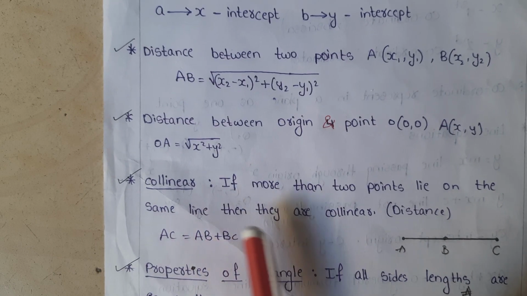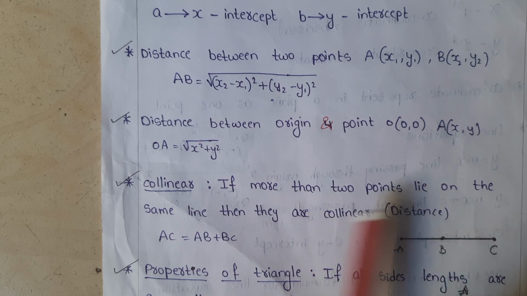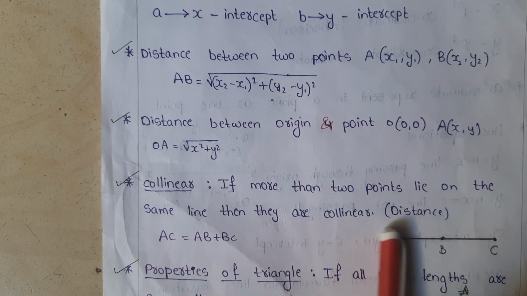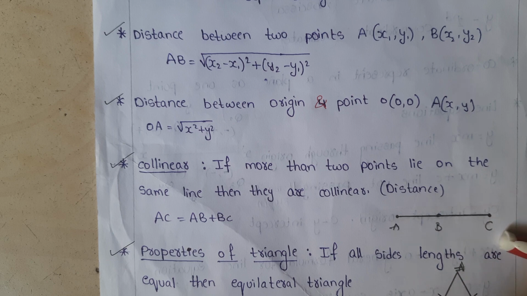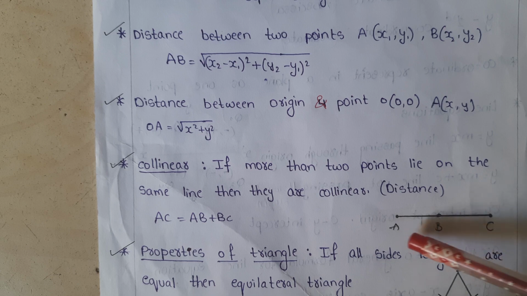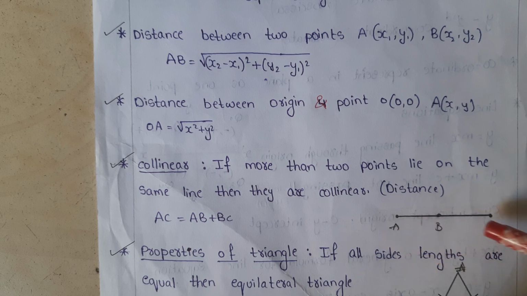Collinearity, or collinear. If more than 2 points lie on the same line, then they are collinear. That means this represents collinear. See, all the 3 points A, B, C lie on the same line. Then how can we prove that? It means AC distance is equal to AB plus BC. That means the sum of the 2 distances is equal to the third distance, the total AC. If suppose AC distance is less than AB plus BC distance, then they are not collinear.